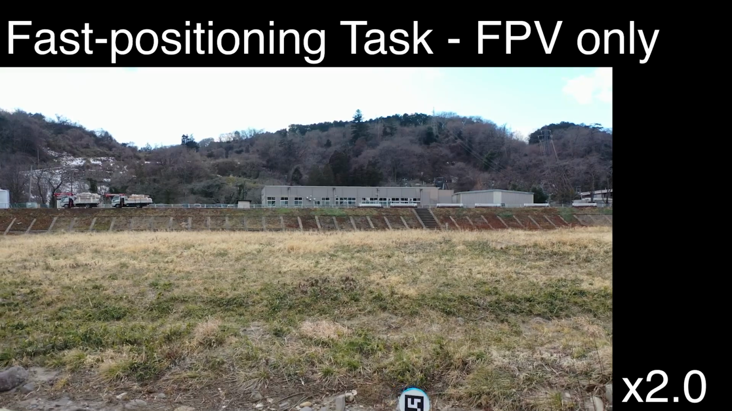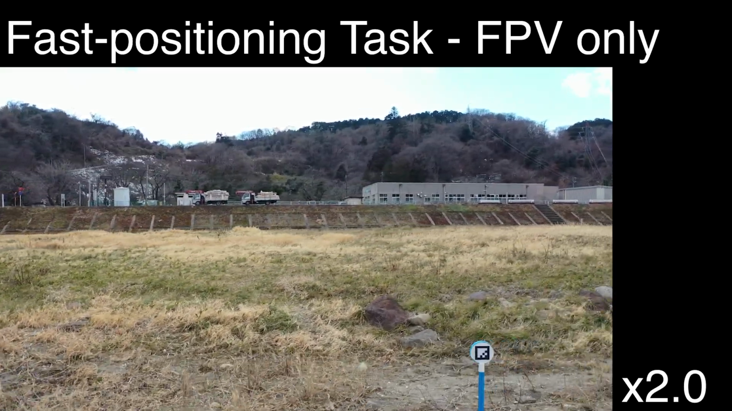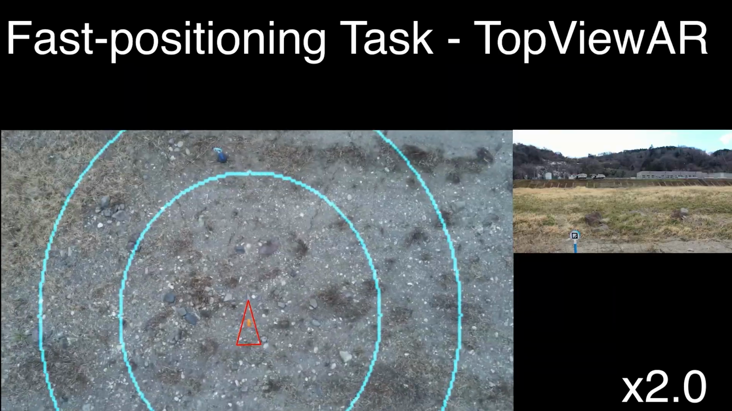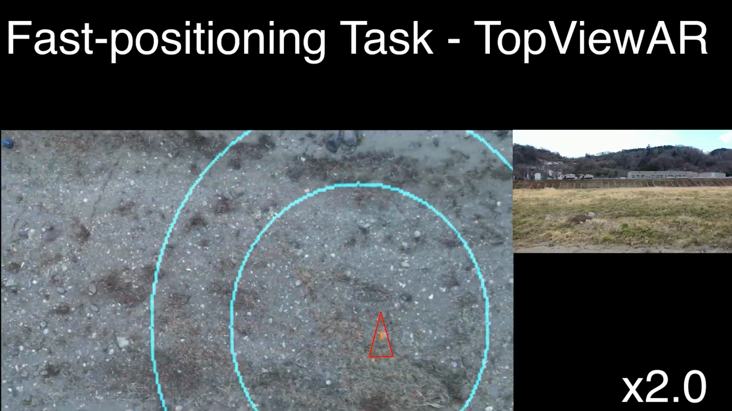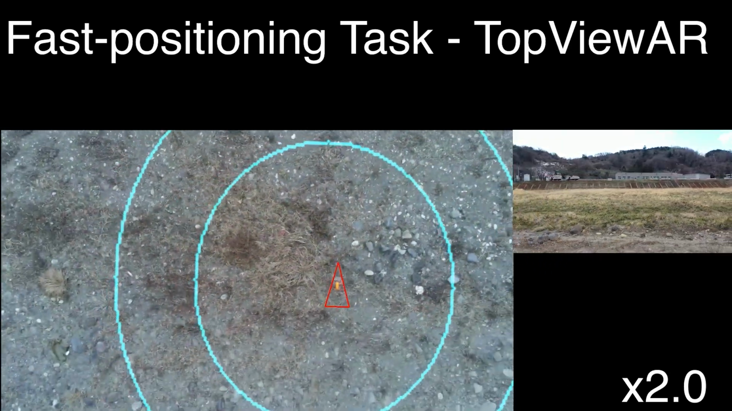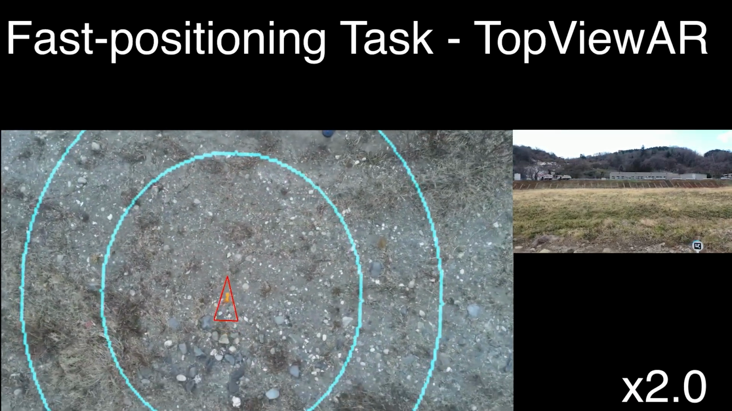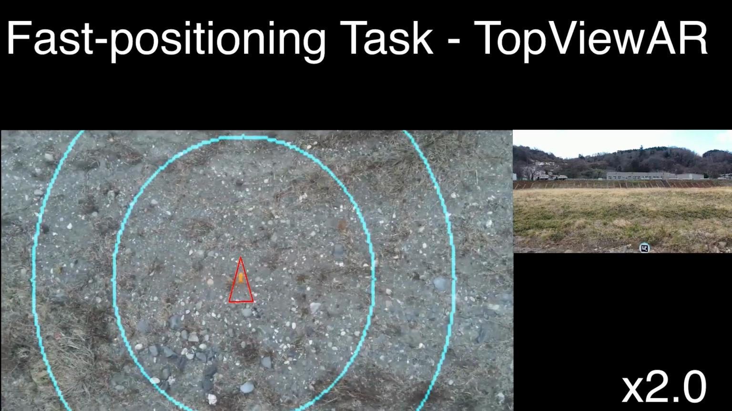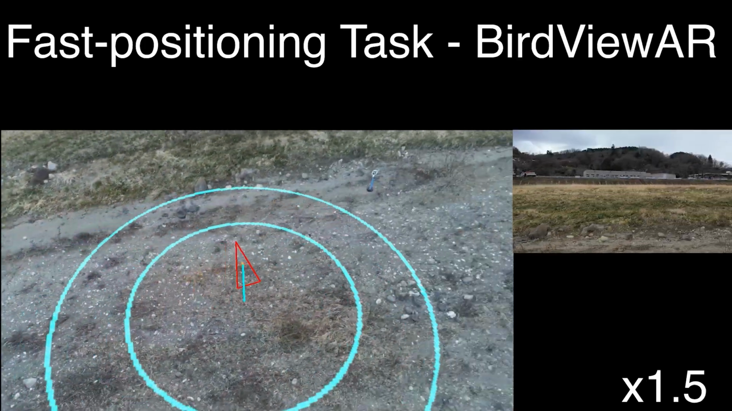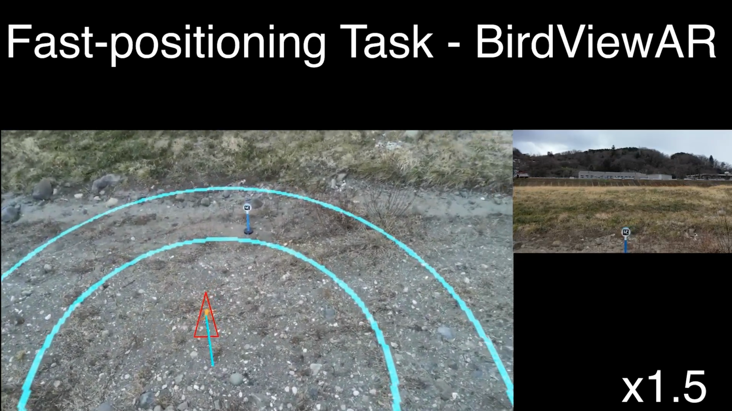At the fast positioning task, in FPV, the pilot cannot see the motion direction, so it is difficult to position at the target location precisely. In top view AR, it might not be easy to recognize the target, causing many overshoots. BirdViewAR's motion-dependent TPV helps the pilot's prediction and enables precise online path planning.